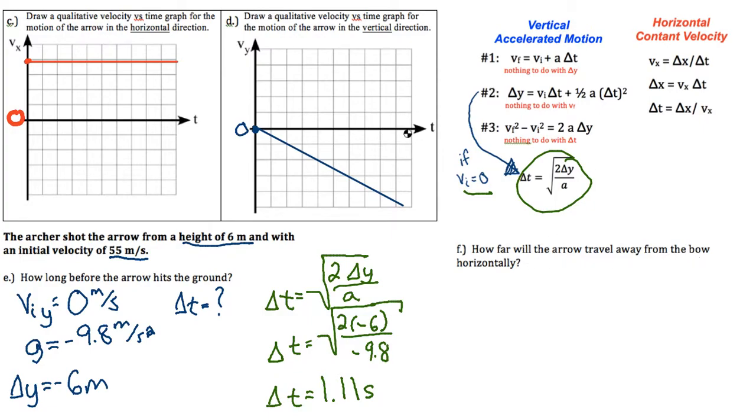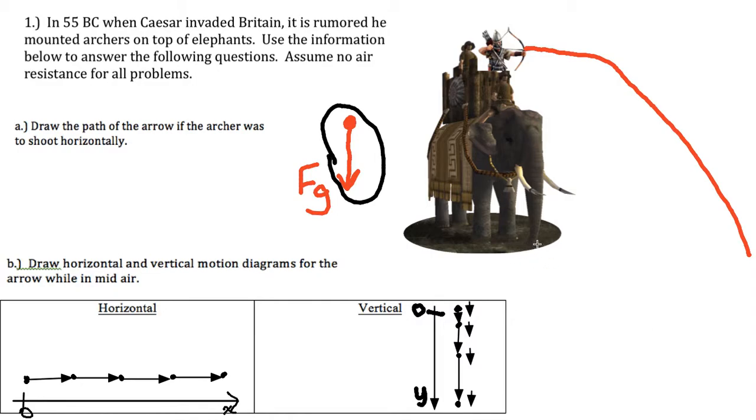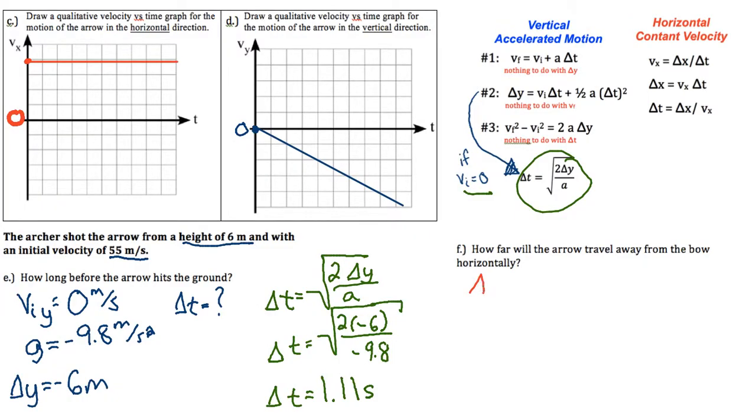So thinking back to this problem, we're still talking about the elephant. He shoots this arrow and it goes a certain distance away from the elephant. We want to know that distance, that delta x. So delta x is our unknown. It's what we're trying to solve for. The horizontal distance away. So if you come to your horizontal equations up here, we have an equation to give us that.